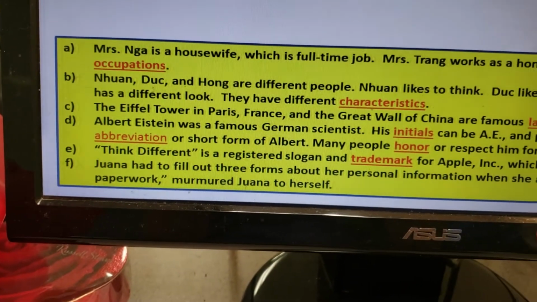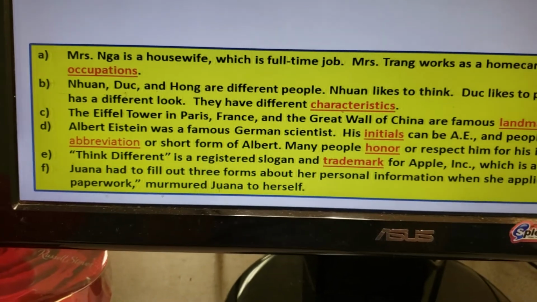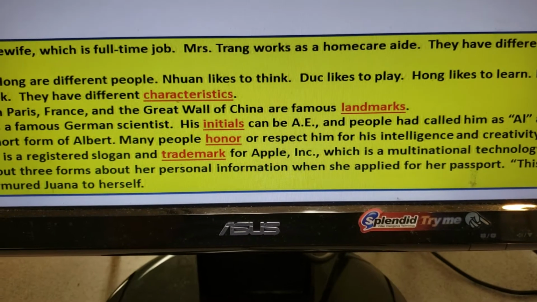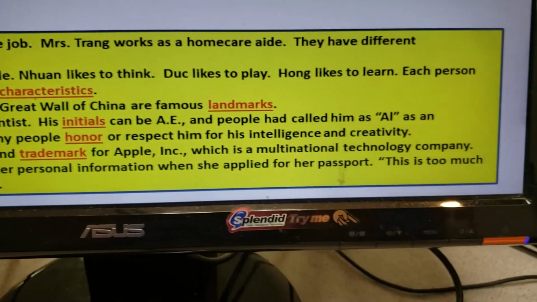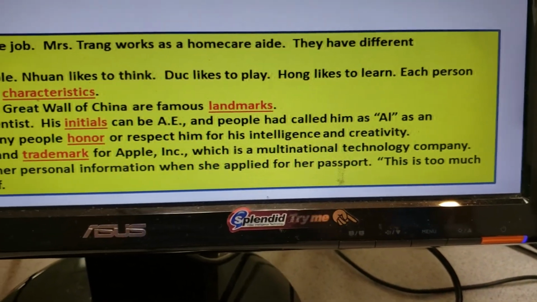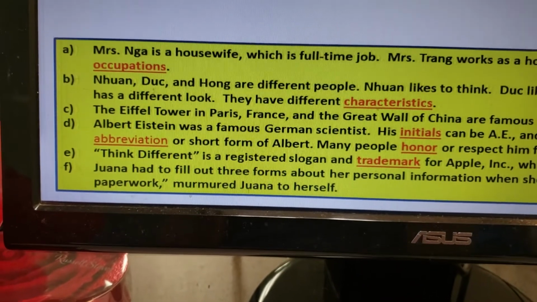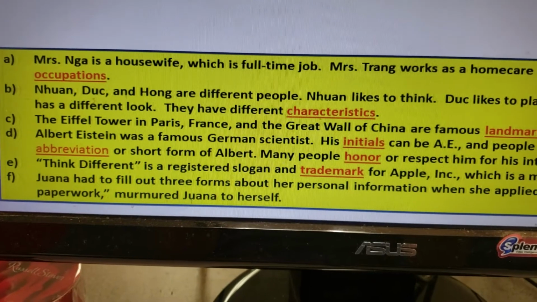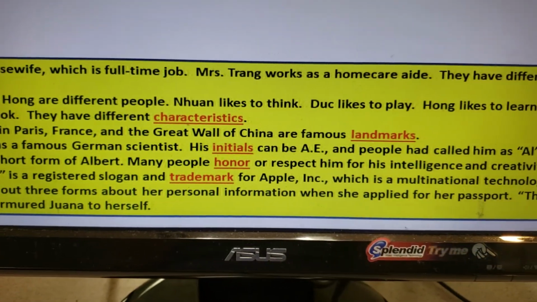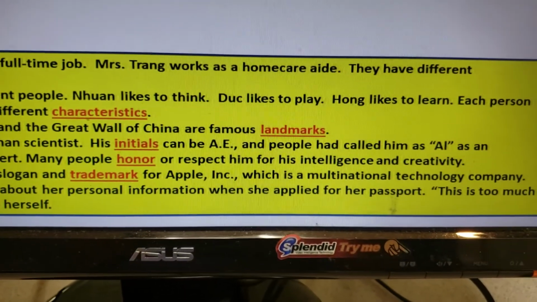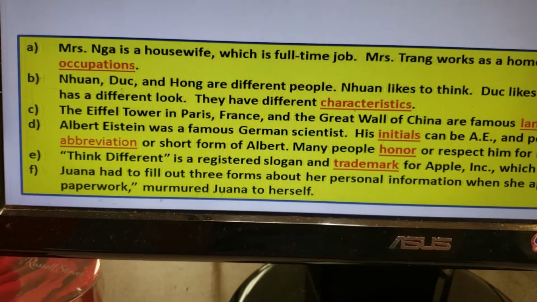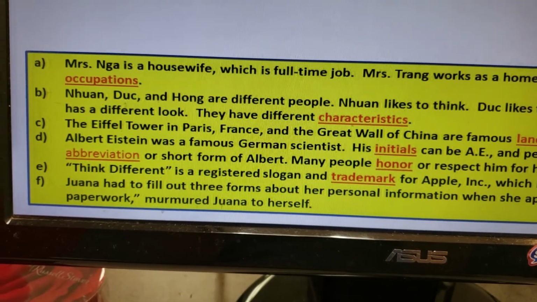Think Different is a registered slogan and trademark for Apple Inc., which is a multinational technology company. Joanna had to fill out 3 forms about her personal information when she applied for her passport. "This is too much paperwork," murmured Joanna to herself.